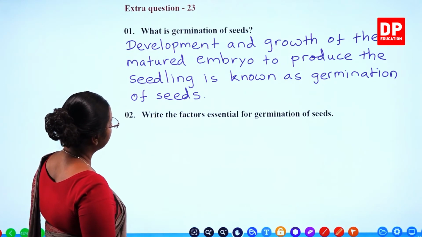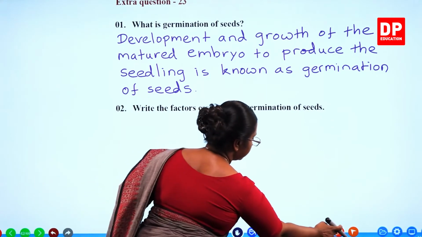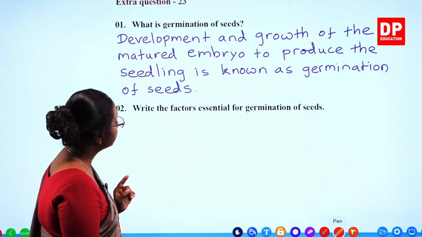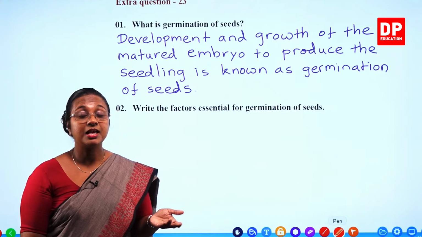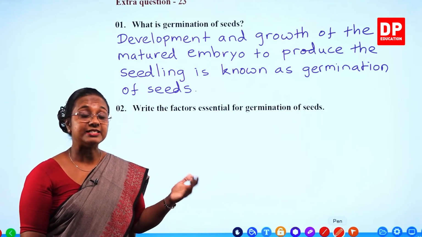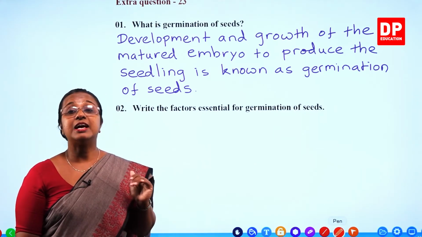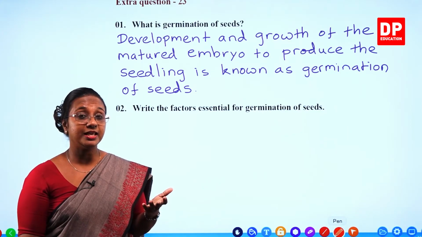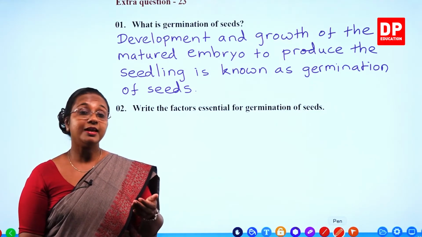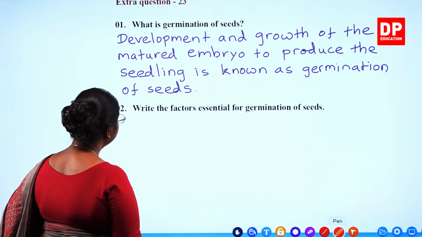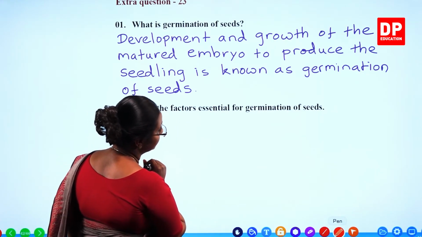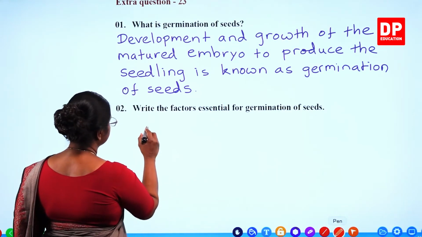Then we have another question. Write the factors essential for germination of seeds. What are the factors? The viability of the seed, that is an internal factor, and there are 3 external factors. What are they? Water or moisture, air or oxygen, and also temperature. So there are 4 factors. Write the factors essential for germination of seeds.